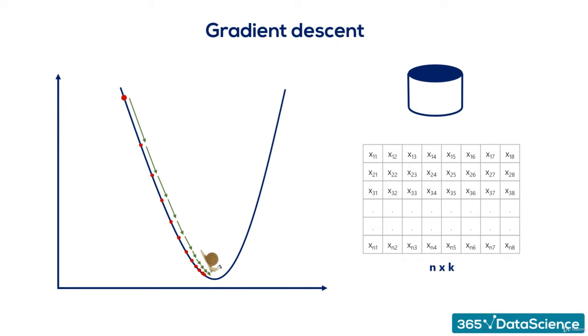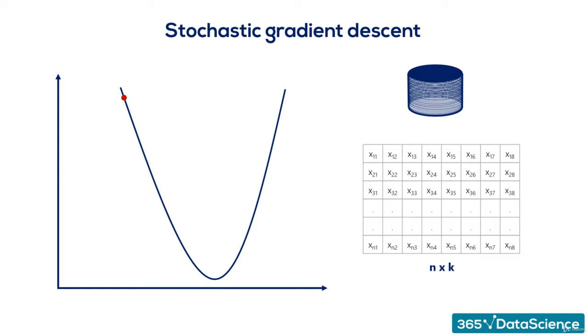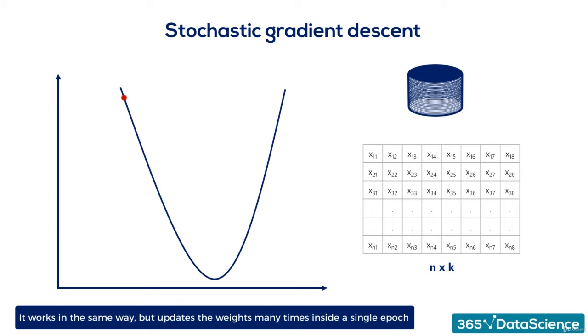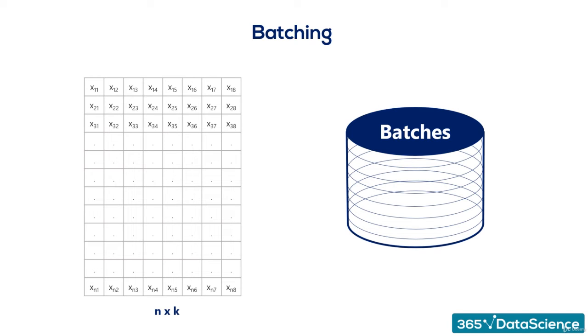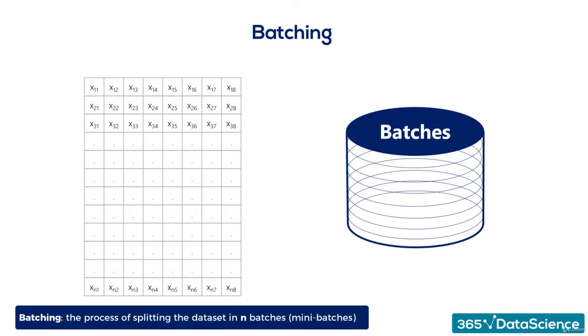Fortunately for us, there is a simple solution to the problem. It's a similar algorithm called the SGD, or the stochastic gradient descent. It works in the exact same way, but instead of updating the weights once per epoch, it updates them in real time inside a single epoch. Let's elaborate on that. The stochastic gradient descent is closely related to the concept of batching. Batching is the process of splitting data into n batches, often called mini batches. We update the weights after every batch, instead of every epoch.